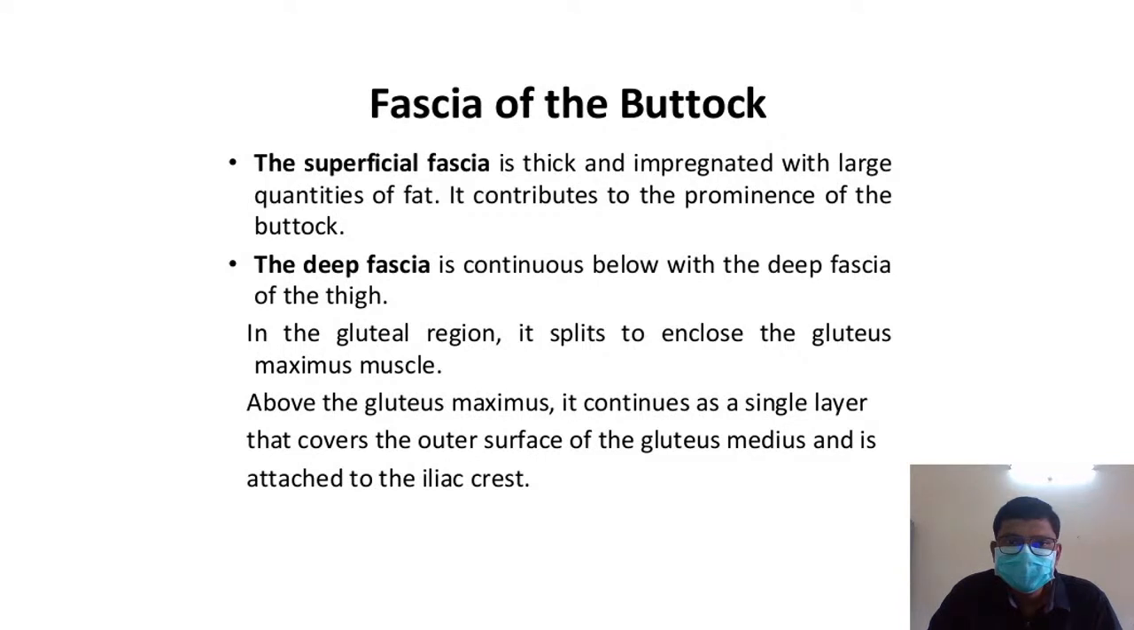Coming to the deep fascia, this deep fascia is continuous below with the deep fascia of the thigh. But in the gluteal region, this deep fascia will split into two layers to enclose one big muscle of the gluteal region called the gluteus maximus. So above the gluteus maximus, a single layer of deep fascia continues and covers the outer surface of the gluteus medius, and it is finally attached to the iliac crest.